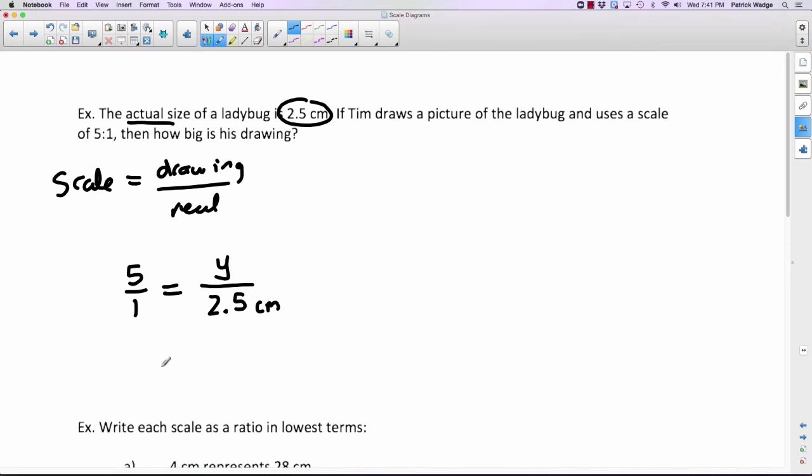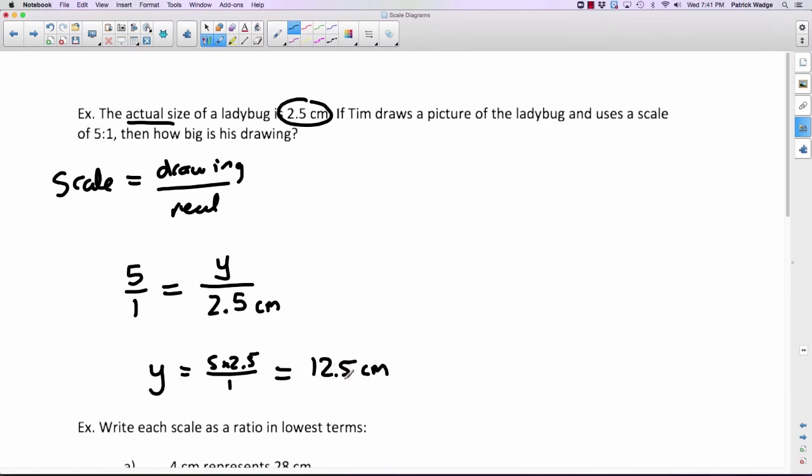Okay, so we cross multiply to get y. We go 5 times 2.5. We divide by 1. I'll make it a times. Divide by 1 won't do anything. So when you do that, you're going to get 12.5 centimeters. The drawing's 12.5 centimeters.